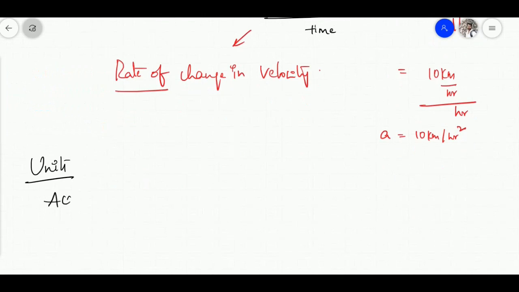Units of acceleration. Acceleration is equal to v minus u by t. And there is a thumb rule in physics: whenever we are asked about the units, we have to remember the formula. Without the formula, we can't get the units.